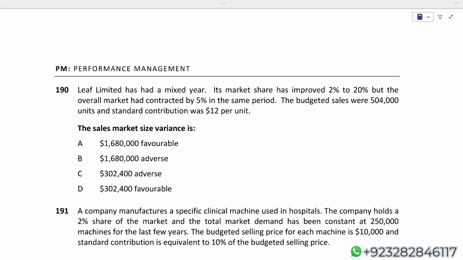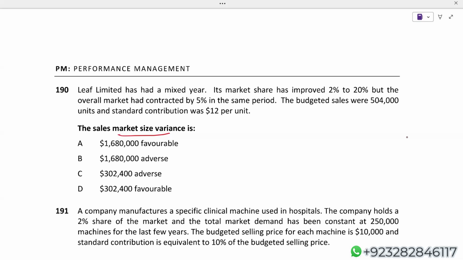Sales market size variance. Students, if you recall, technically sales market size variance is a planning variance. Of course, we don't investigate every planning variance every time, but it does not mean that we will never investigate the planning variances. We still investigate in order to at least get the learning. Planning variance is a difference of two things: one is your original budget, and another is a revised budget. Let's see.